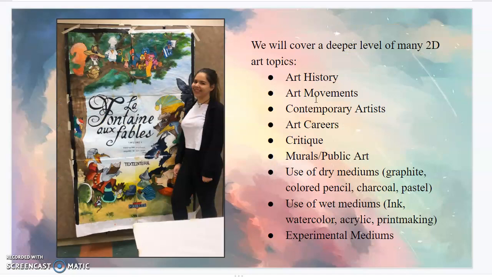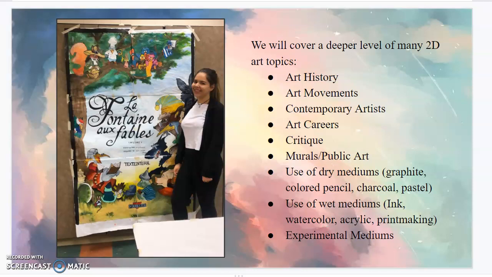So in advanced art, we cover all of these different subjects here. We go over a little bit of art history, different art movements, contemporary or modern artists, art careers. We practice giving constructive criticism through critiques. We do public art and murals, and I'll talk about that a little bit more in a little bit. But here's a nice example here. And we use all different kinds of dry mediums like graphite, colored pencil, charcoal, pastel, etc. Wet mediums, different kinds of paint, basically ink, watercolor, acrylic, and printmaking.